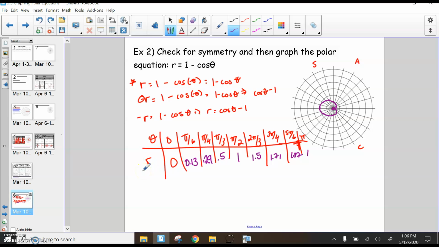Okay, so this is video 1. I'm going to come back and do 2 more graphs so you can see those, and then that'll be it for polar functions.